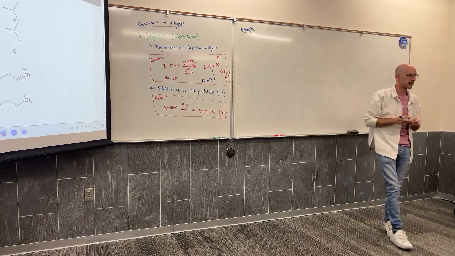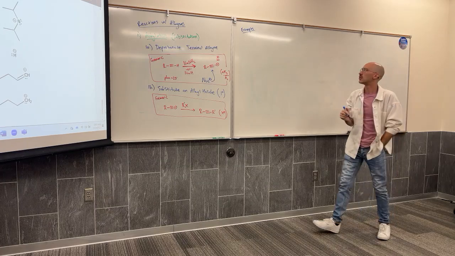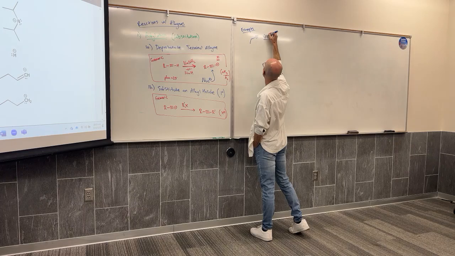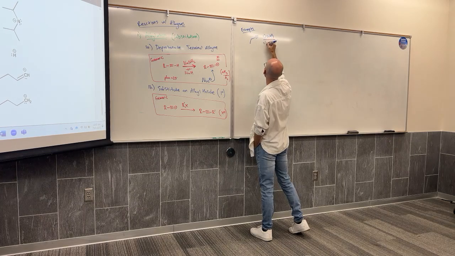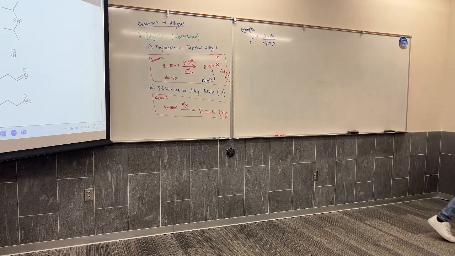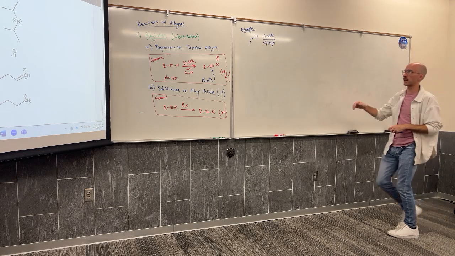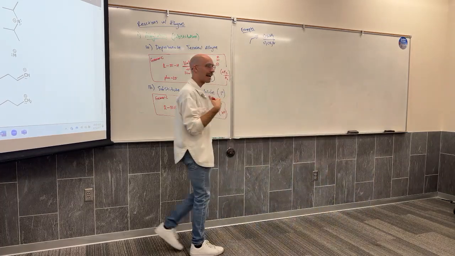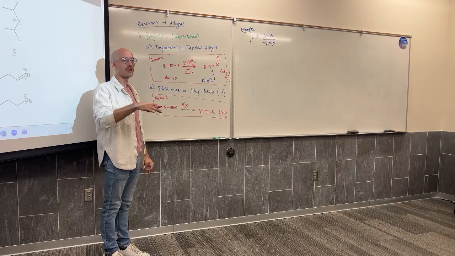So let's look at some examples together. Let's take 1-butyne, deprotonate it with sodium amide, alkylate it with bromomethane. Now I like to map my carbons to make sure that I know where everything is going to be. And I actually like to count through a nucleophilic attack.